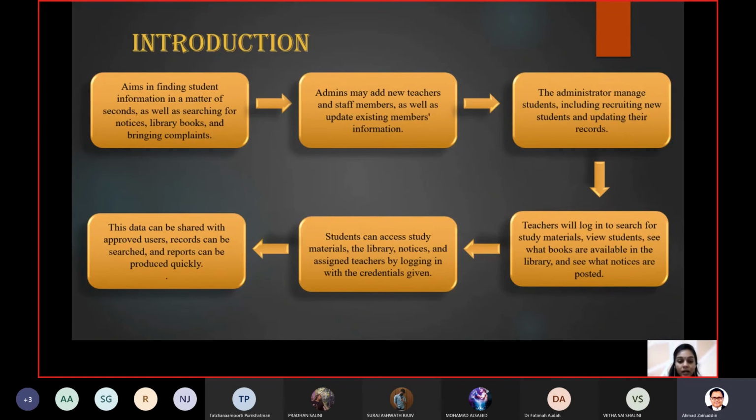And teachers can use the system to look for more details about their study materials, check who is in the class, whether students have attended the class on time with the attendance, see what books are available in the library, and see what notes they have posted in the class assessment. Students can also access study materials and library notes, which they will find for exam reference, and notices from the admin, and so on. Above everything, the system information can be exchanged with authorized users, and reports can be generated quickly.